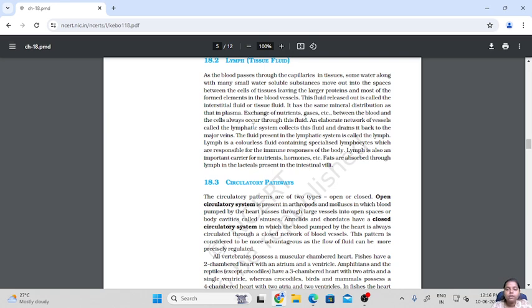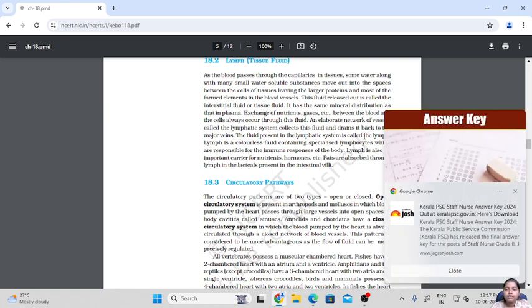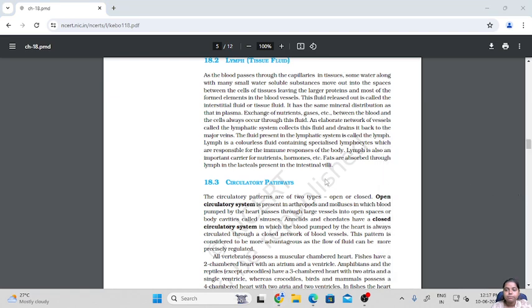Here, the exchange of nutrients and gases between the blood and the cell occurs through this fluid. An elaborate network of vessels called the lymphatic system collects this fluid and drains it back to the major veins. The fluid present in the lymphatic system is called the lymph, a colorless fluid containing specialized cells called lymphocytes, which are responsible for the immune response of the body.